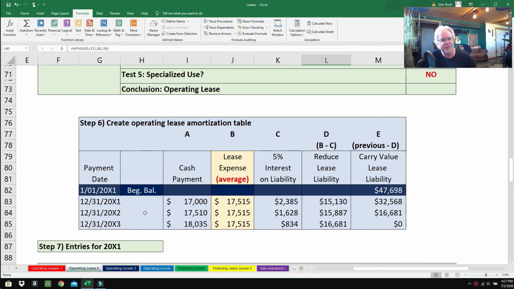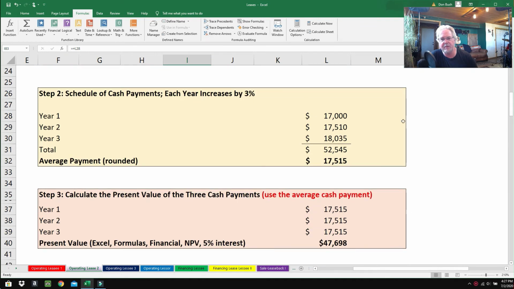So here's the first line, 12/31/2001. This is the very end of the very first year. The cash payment is going to be $17,000, and we can get that number off of our lease payments. Let's go back up there. Here are our lease payments right here, $17,000, $17,510, $18,035. And by the way, since we're here, here is our average. Remember, we took an average, $17,515, and figured it out right there.